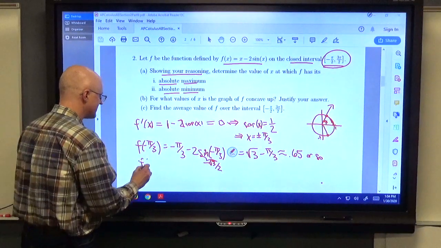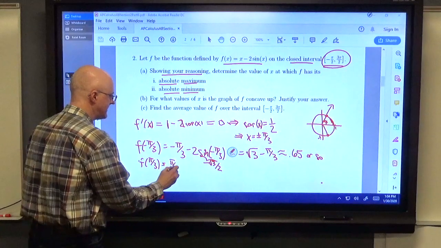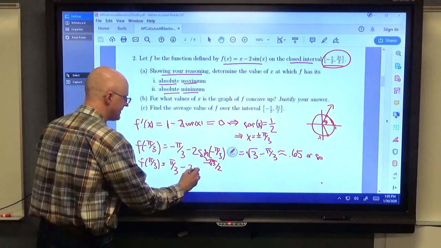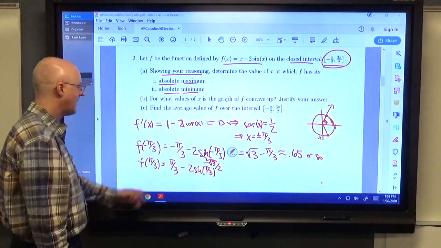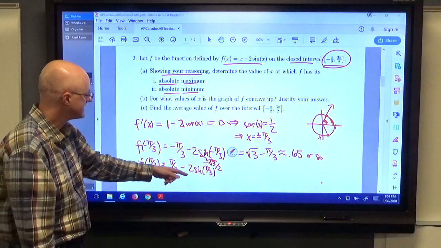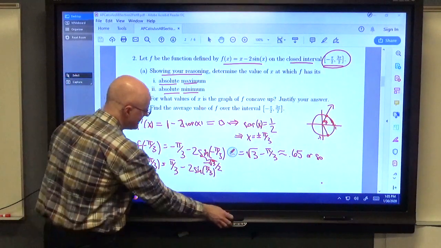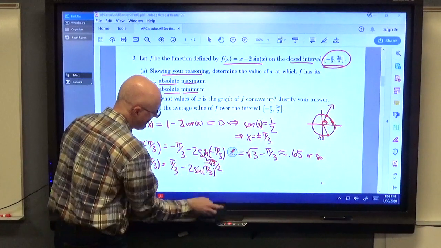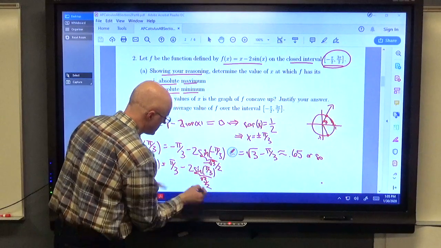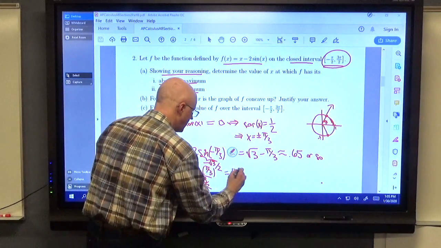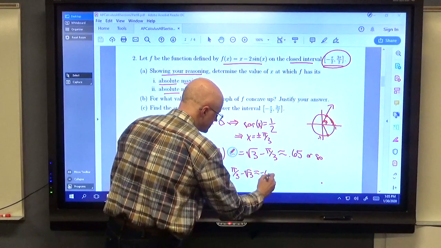F of positive pi over 3 is actually going to be the opposite of that one we just found. Pi over 3 minus 2 times sine of pi over 3. This was a negative here. Can't quite see the negative sign so well anymore. Now that's a positive square root of 3 over 2. The 2's cancel. You get pi over 3 minus square root of 3, roughly negative 0.65 or so.